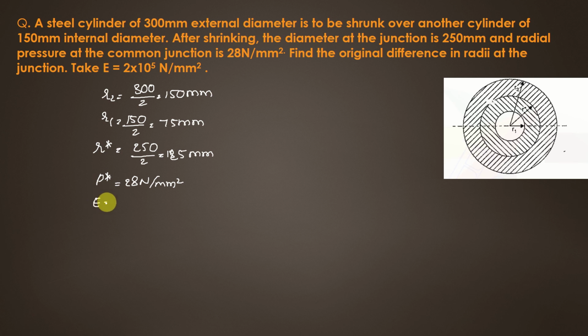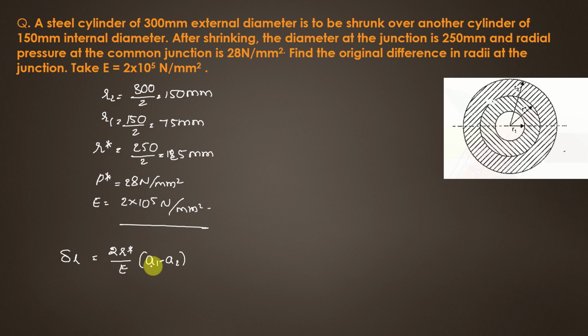So we have Young's modulus as 2 into 10 power 5 Newton per mm square. How can we find it exactly? Delta R, in the final equation, is 2 times R star by E into (A1 minus A2). So we have everything: R star we have, E we have. We need to find A1 and A2 here. Let us see how.